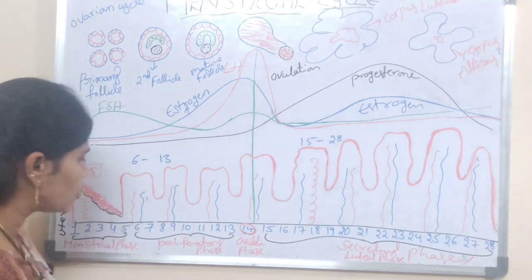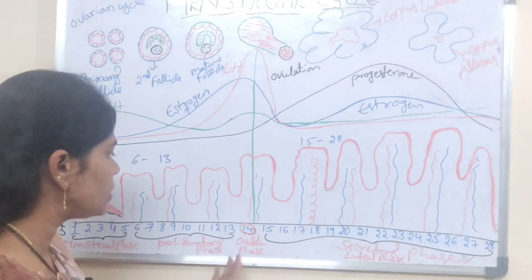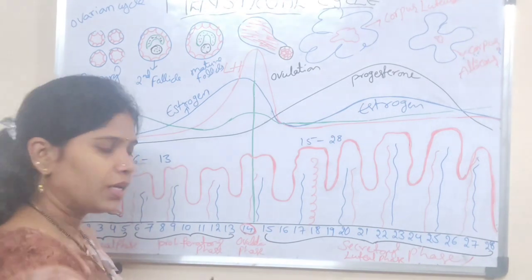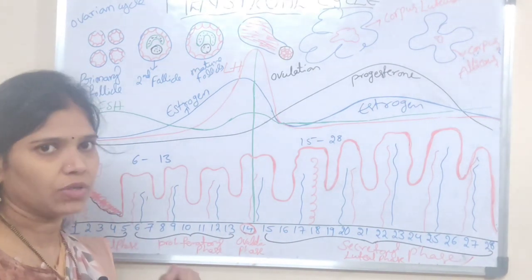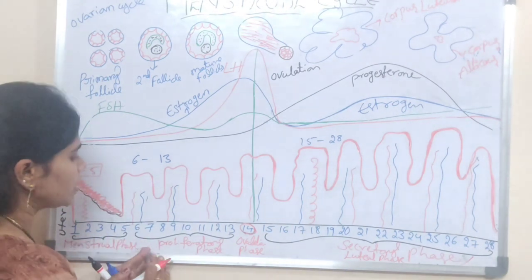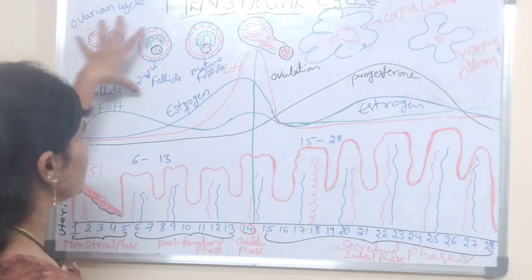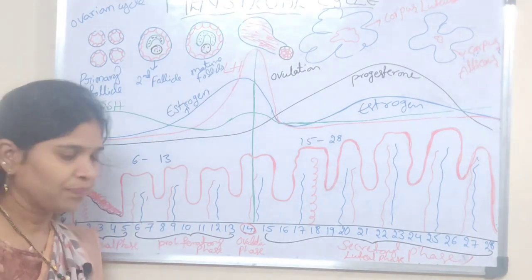Now we are discussing the proliferatory phase. This proliferatory phase is also called the pre-ovulatory phase. Pre means before; it comes just before the ovulation phase. That's why you can call it the proliferatory phase or pre-ovulatory phase. And what are the changes in this phase in the uterine body, in the ovaries and in the hormone production? It is very important.